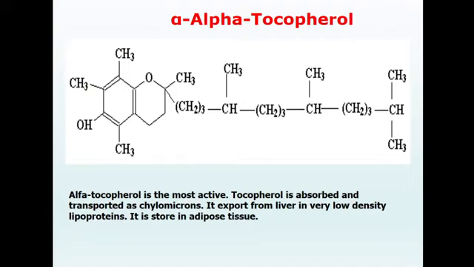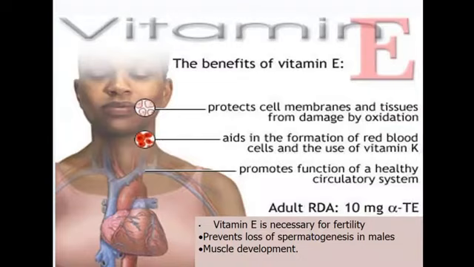One of the functions of this vitamin is that it is necessary for fertility, for spermatogenesis in males, and for normal fertilization in the female organism too. From here comes the name, tocopherol. But this vitamin also plays another function. It is necessary for muscle development too.